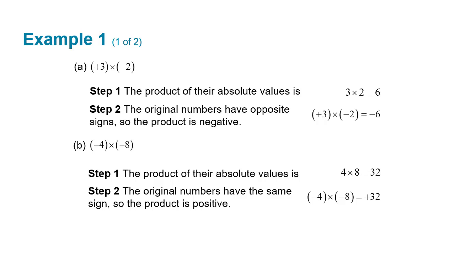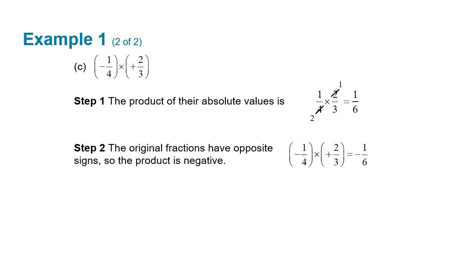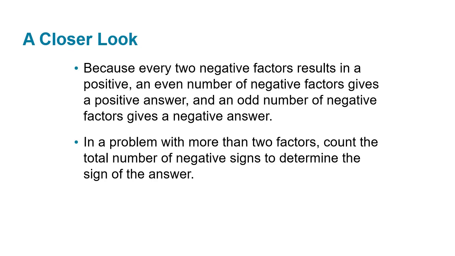3 times negative 2 gives us negative 6, but negative 4 times negative 8 gives us positive 32. Same thing with fractions. A negative 1/4 times a positive 2/3 is still going to give us a negative answer of 1/6.